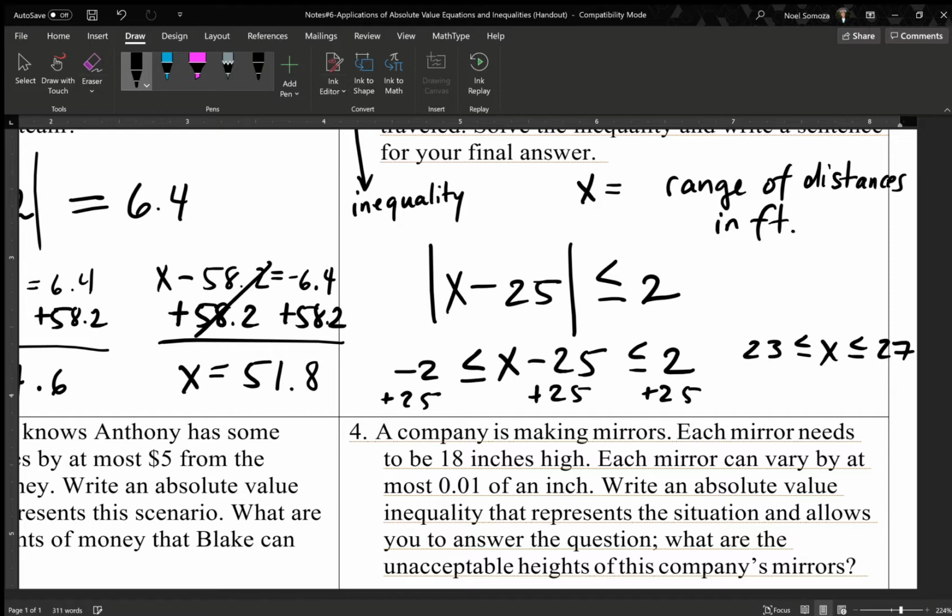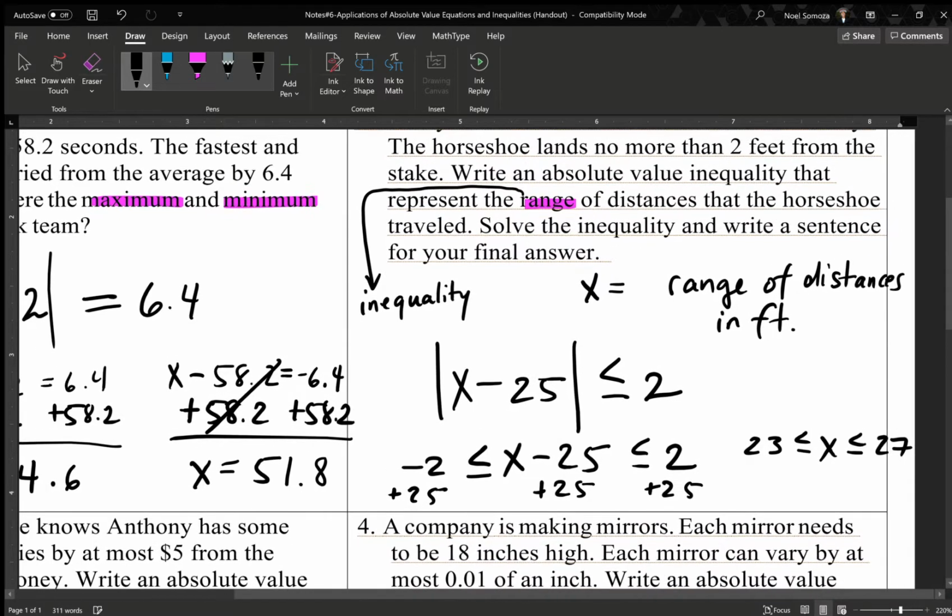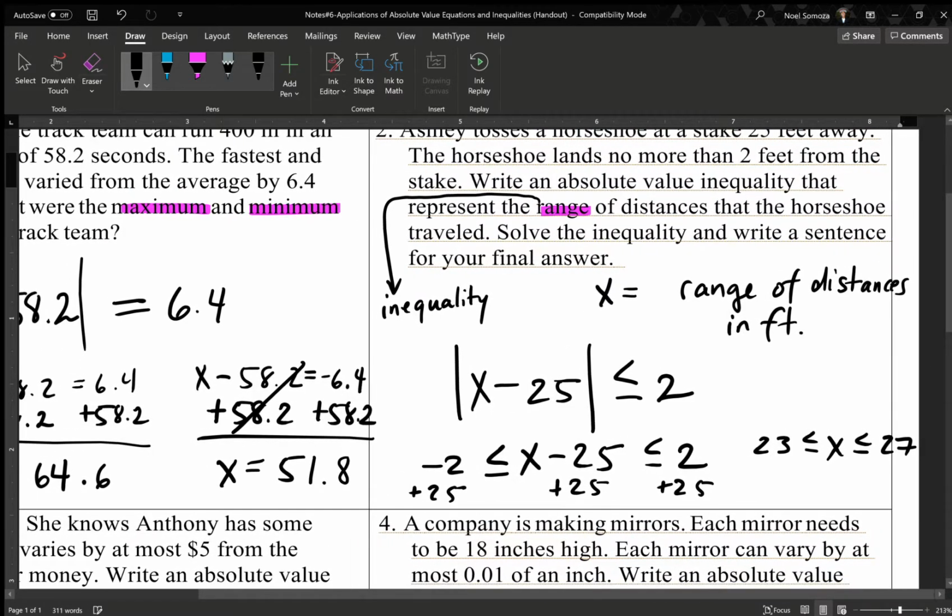Does that make sense to you? Right? If the stake was 25 feet away, and the horseshoe can land no more than 2 feet from the stake, well, it was either 2 feet forward or backwards. So if you threw it 23 feet, well, that was 2 feet short. If you threw it 27, then you went 2 feet too far. And you could have landed anywhere in between, right? As long as you were within 2 feet.